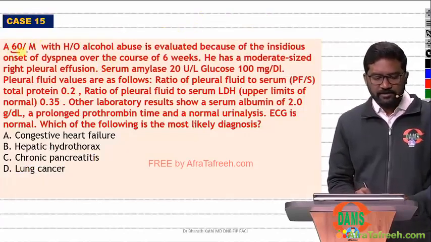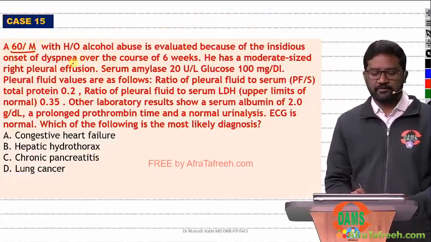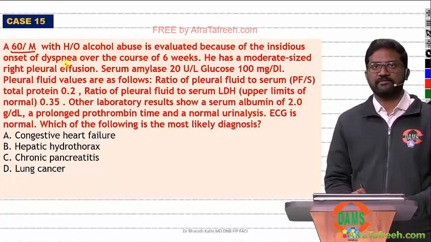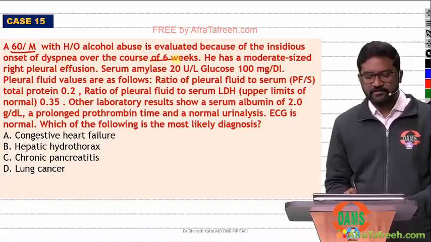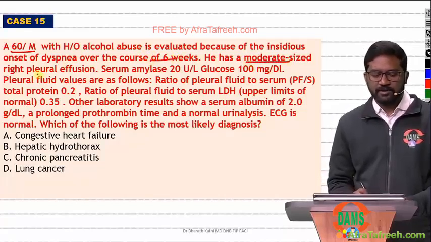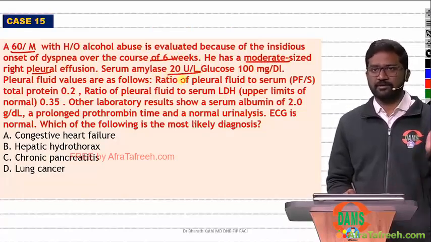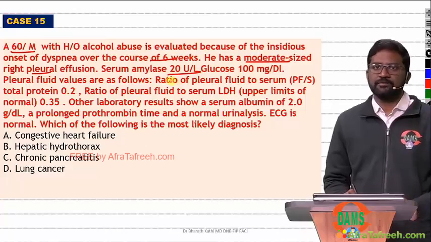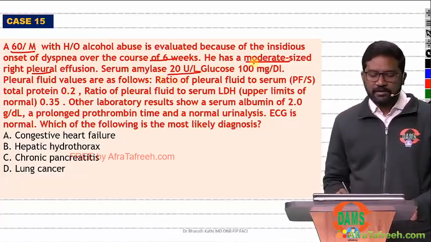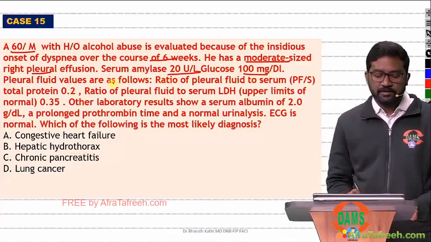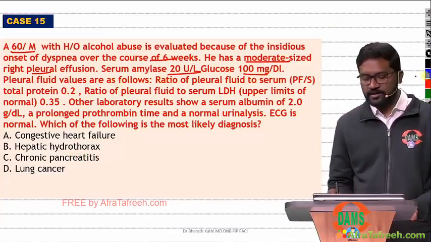There was a 60-year-old male with history of alcohol abuse. He is evaluated because of insidious onset of dyspnea over a course of 6 weeks. He is having a moderate right-sided pleural effusion. Serum amylase is only 20. Normal value is usually within that range only. Glucose is also okay in the blood, but they have given pleural fluid analysis.